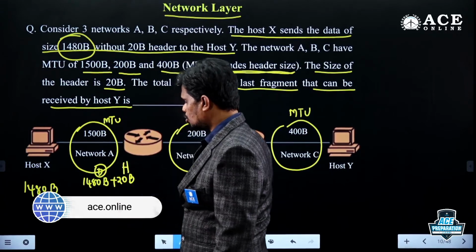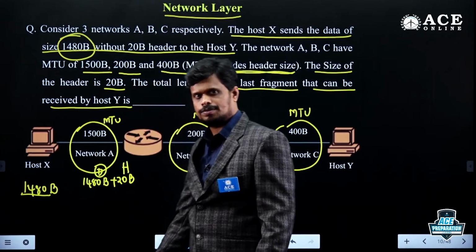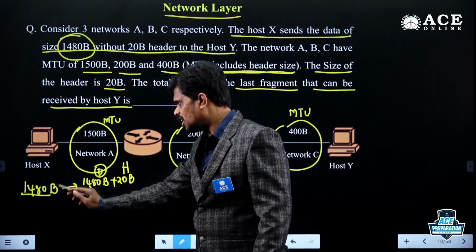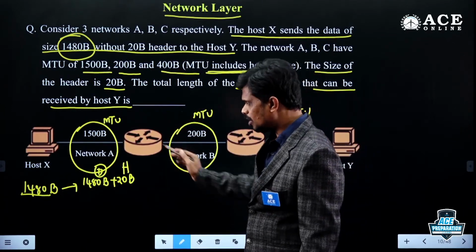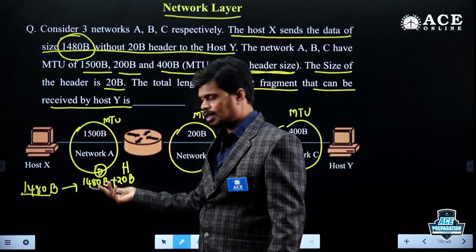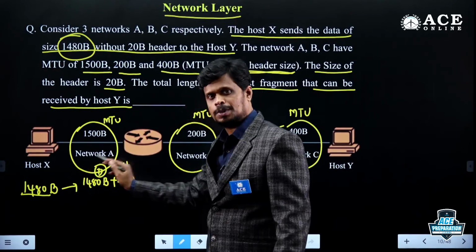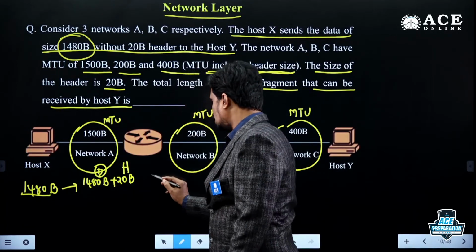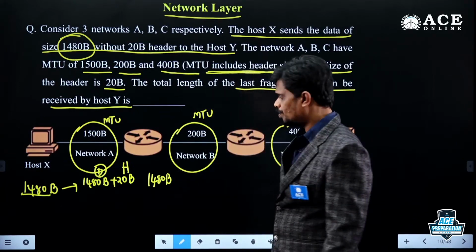Now host X is sending 1480 bytes of data. At a stretch, can I forward this 1480 bytes from this end to this end or not? Onto network B, I can transfer the total 1480 at a stretch. Yes, I can, which means no fragmentation happens at network A. So directly these 1480 bytes of data arrive at network B.